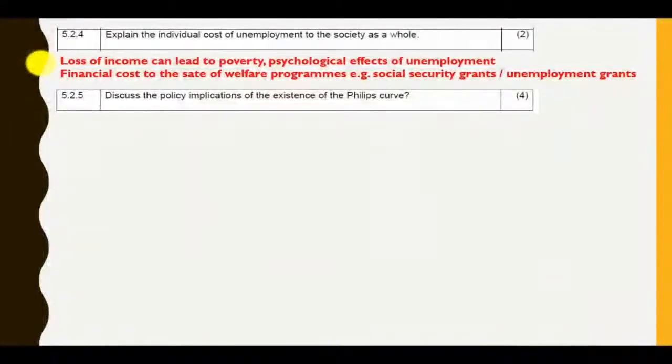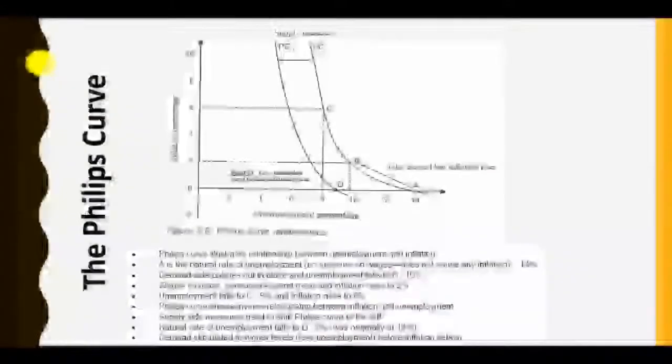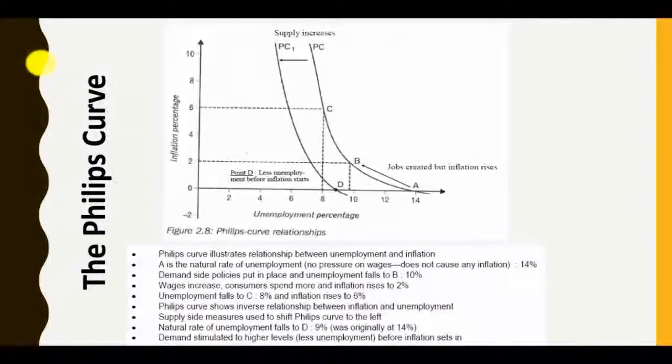Alright, and then the last question, remember it's for 4 marks, and it's always the most challenging of the questions. They want you to talk about the Phillips curve. And it says, discuss the policy implications of the existence of the Phillips curve. So I've got the answer here, but let's first go and have a look at the Phillips curve. Let's just remind ourselves what the Phillips curve is, everybody. So here it is.